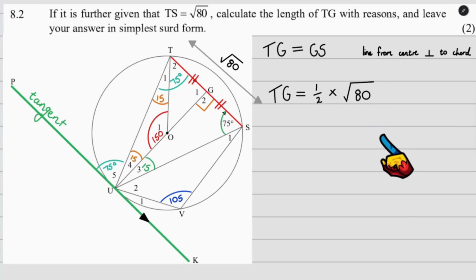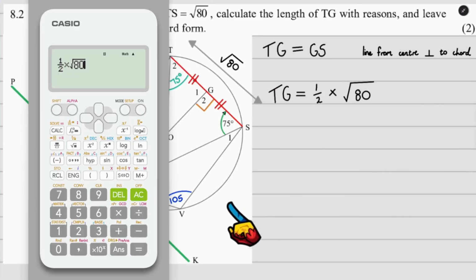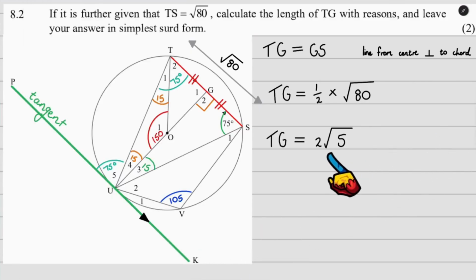And I'm just going to chuck that into my calculator, and my calculator will turn it into the simplest surd form for me. So we just pop that in, press equals, and I get 2 root 5. And if they don't give you a unit, it's recommended you literally write the word unit next to that. And that will officially wrap up question 8 from this paper. So let's quickly have a look where our 2 marks come from. So the first mark comes from your statement, and the second mark comes from your reason.